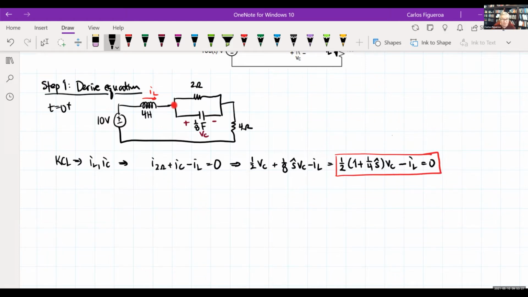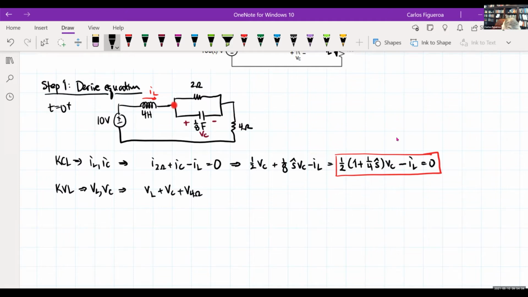Now let's look at KVL. I have to do a loop around the outside. There's only one loop in the circuit. Note that the 10 is going to be on the right side. So I'm going to start at the inductor here. This is going to be VL plus VC plus V4 ohm. Now remember, all of that equals 10.